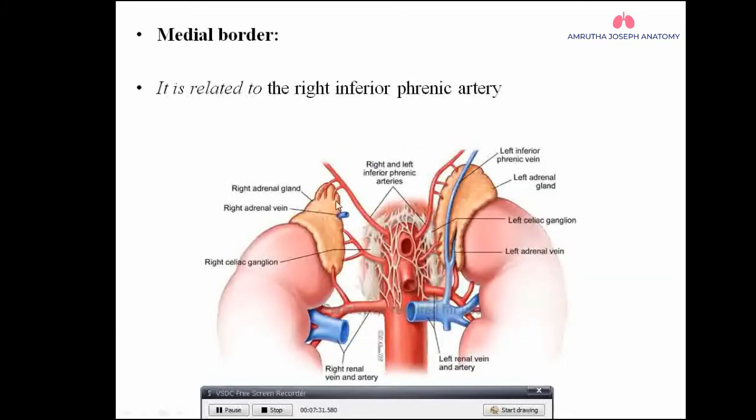Medial border is related to the right inferior phrenic artery. The right inferior phrenic artery is a branch of the abdominal aorta. The abdominal aorta is a continuation of the thoracic aorta below the diaphragm. The abdominal aorta gives the first branch, the inferior phrenic artery, which supplies the inferior aspect of the diaphragm and also supplies the suprarenal gland. The artery emerging from the inferior phrenic artery is called the superior suprarenal artery. So the medial border is related to the right inferior phrenic artery.